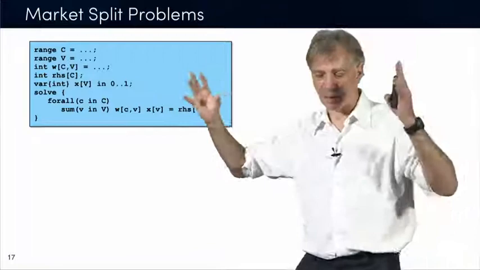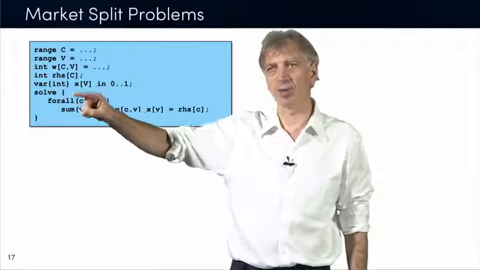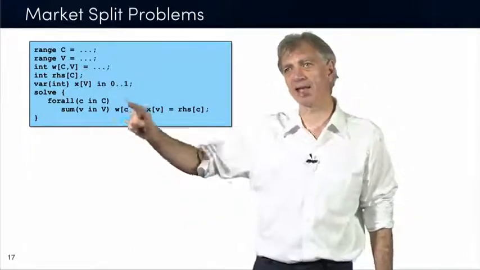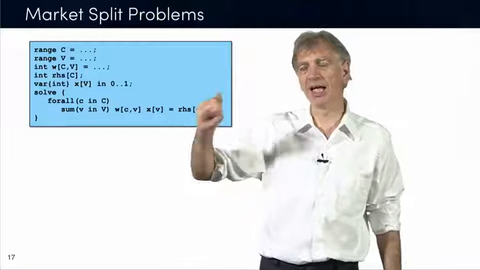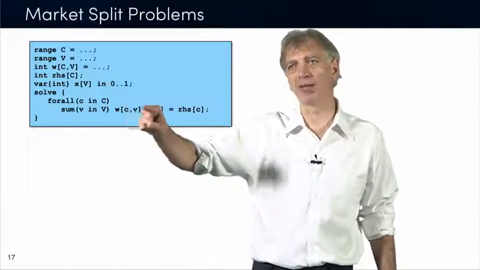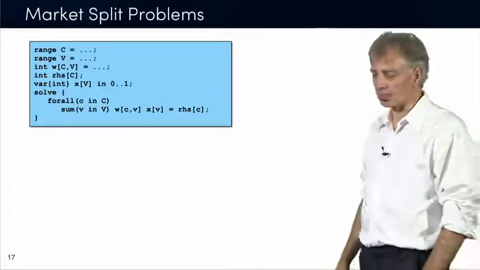You can think of it as a capacity. And then the decision variables are going to be this value x, and there is one variable for every element of V. The constraints are essentially knapsack constraints, except that it's an equality and not smaller or equal. You multiply the weight and the variable for every one of these constraints, and you want that to be equal to the right-hand side.